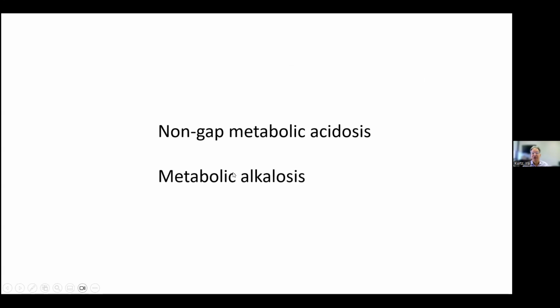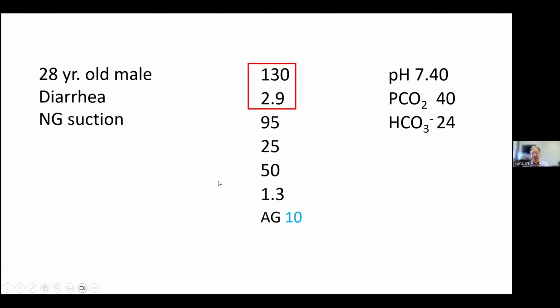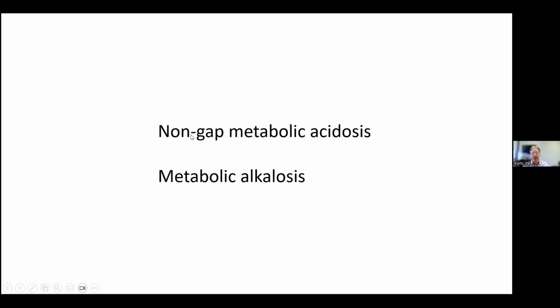So this is an example of a non-gap metabolic acidosis and a metabolic alkalosis due to the NG suction. The only clue that you have here really is the clinical causes and the fact that you're dysnatremic and hypokalemic. When you get these electrolyte abnormalities, especially the potassium changes, they're almost always associated with a change in the bicarbonate. So again, another patient with completely normal numbers, but two acid-base disorders that are equal in magnitude but opposite in direction.